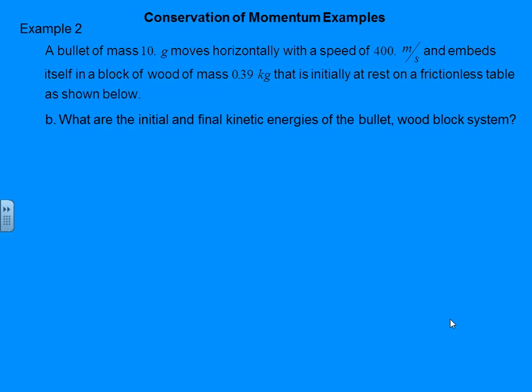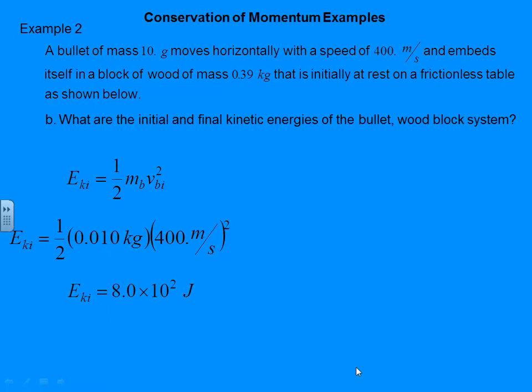Oh, one final thing here. Let's find the initial and final kinetic energies of the bullet wood block system. The initial kinetic energy would be the kinetic energy of the bullet, since it's the only thing moving, which is, of course, 1/2 the mass of the bullet times the initial speed of the bullet squared. Plug in those numbers, being careful to convert to kilograms so that we will get the proper joules out. And we get about 800, or 8.0 times 10 to the second joules of kinetic energy initially in the bullet wood system.